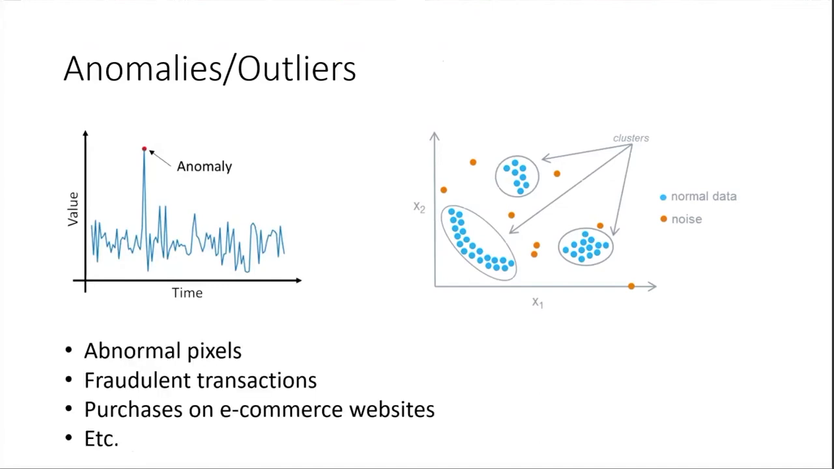Examples of anomalies could be abnormal pixels, for example pixels that may represent some cancer in medical images, fraudulent transactions, and apparently even purchases on e-commerce websites are considered anomalies, because the number of people who purchase is very small compared to the number of people who browse a website, etc. So anomalies don't necessarily mean something negative. This paper is about something that doesn't happen very frequently, or rare events.